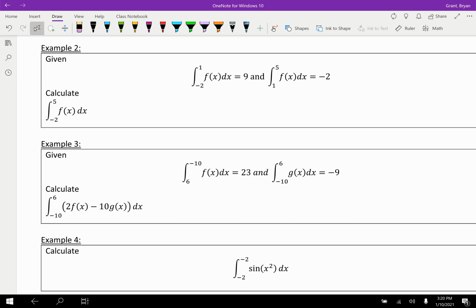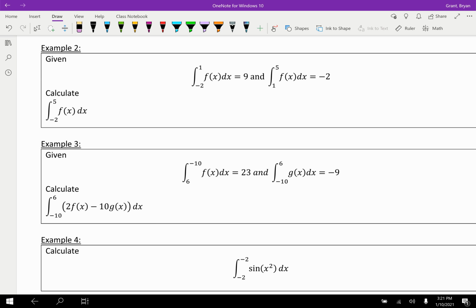So essentially what's happening here is you are being given the area underneath some unknown graph f of x, and they're saying if you find the area between f of x and the x-axis from -2 to 1, the area is 9, and from 1 to 5, the area is -2, and they said now that we've told you some areas, find a different area, and you'll find that example 3 is very similar. So take a couple minutes, try each of them first, and then you can check back in and see how you did.